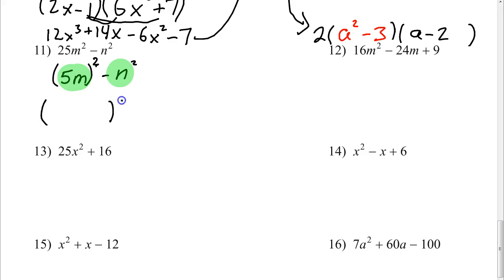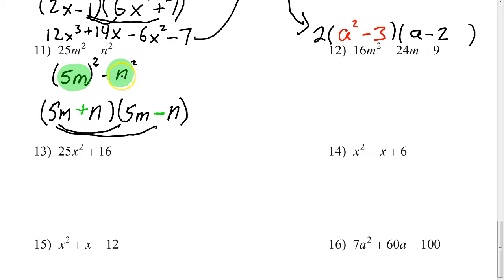Okay, so we have 5m, n in both of them. Right? It's going to be the same whatever it is that's being squared. And then, of course, one is positive, one is negative. And you can even multiply this out and check it. And you'll see you get 5m squared, negative 5mn, positive 5mn, and then negative n squared. So it comes out to the original problem.